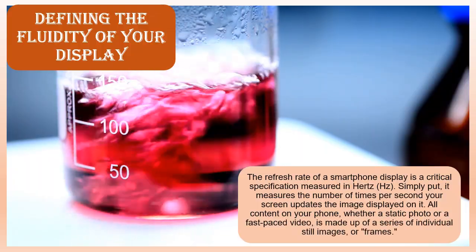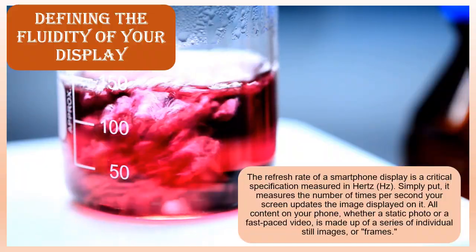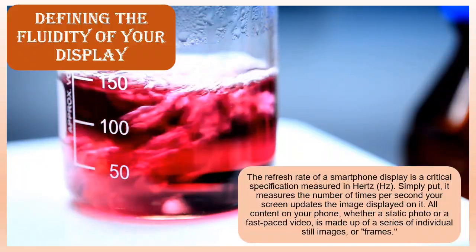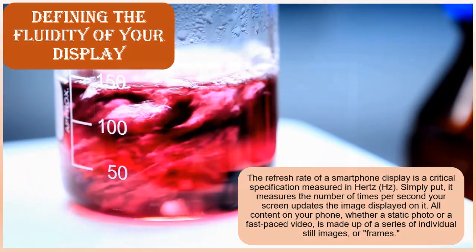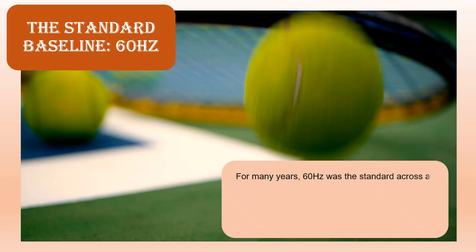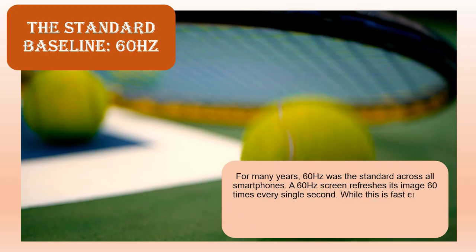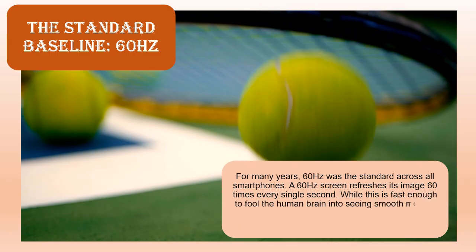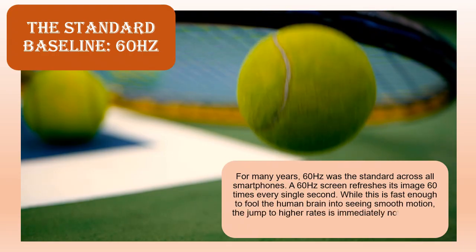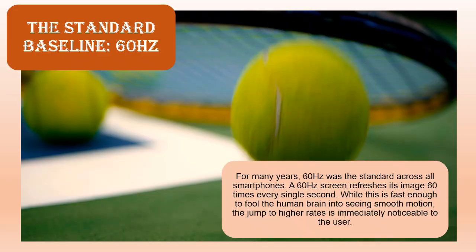All content on your phone, whether a static photo or a fast-paced video, is made up of a series of individual still images, or frames. The standard baseline, 60 Hz. For many years, 60 Hz was the standard across all smartphones. A 60 Hz screen refreshes its image 60 times every single second. While this is fast enough to fool the human brain into seeing smooth motion, the jump to higher rates is immediately noticeable to the user.